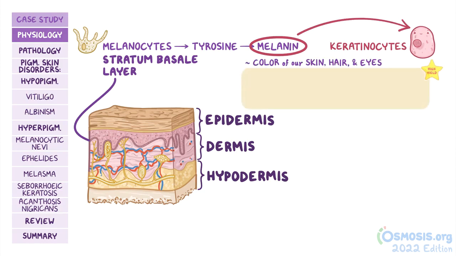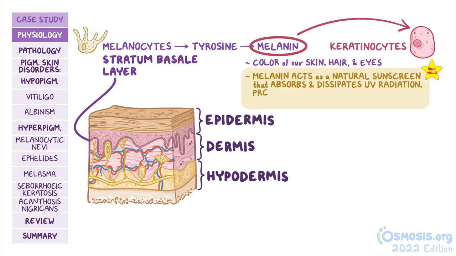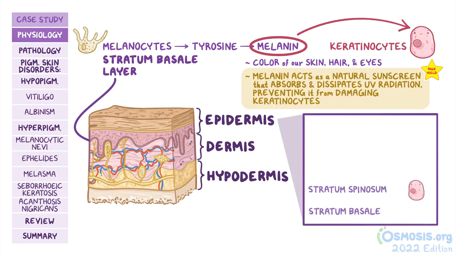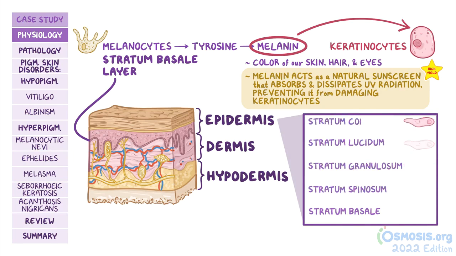Now, what's high yield here is that melanin acts as a natural sunscreen that absorbs and dissipates or scatters UV radiation from the sun, or other sources such as tanning booths, preventing it from damaging the keratinocytes. Now, as keratinocytes in the stratum basale mature, they migrate into the next layers of the epidermis, called the stratum spinosum, stratum granulosum, stratum lucidum, and finally, the stratum corneum, which is the uppermost and thickest epidermal layer.